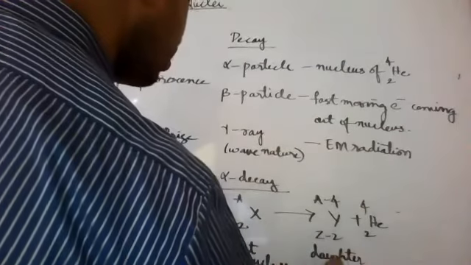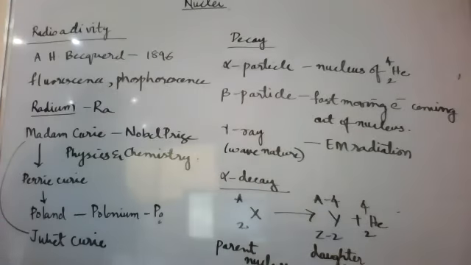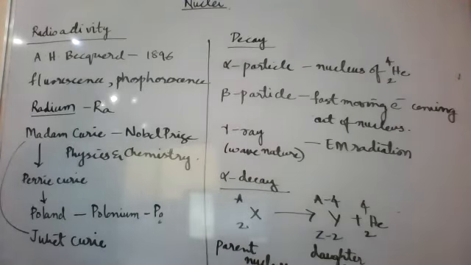Is that clear? So we have X Z A equal to Y Z minus 2, A minus 4, and He 2 4. Is it clear? The alpha and the beta. Just take a screenshot of this quickly.